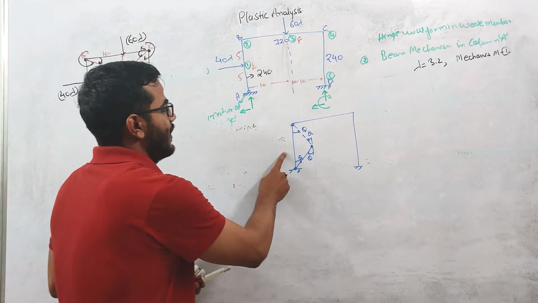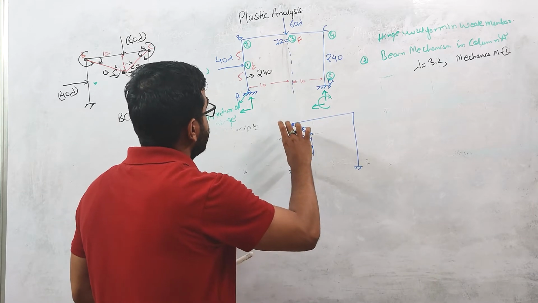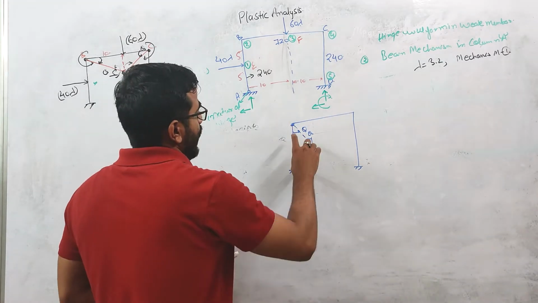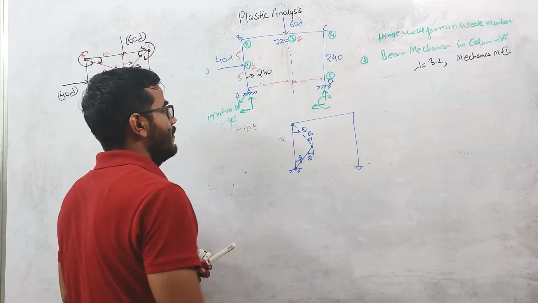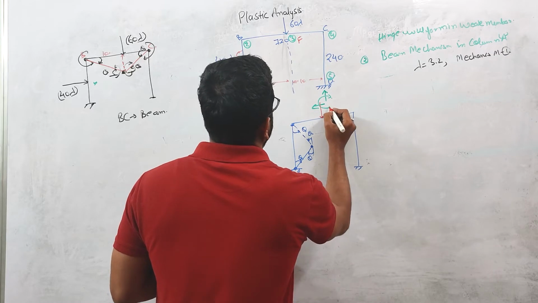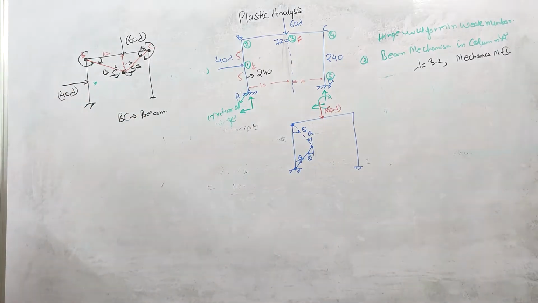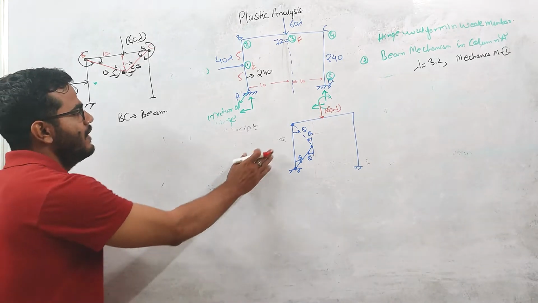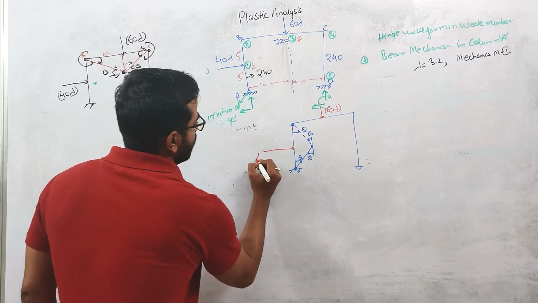Only this portion will deflect because plastic hinges are forming on this BC in this column AB. So during the collapse, only this portion will deflect. This point load is still acting at this point, 60 lambda. And the point load acting at the point of this plastic hinge is 40 lambda.